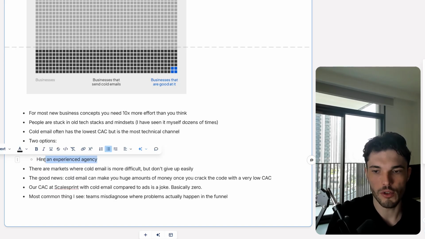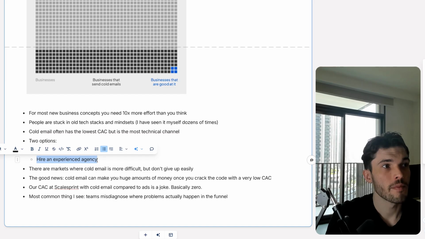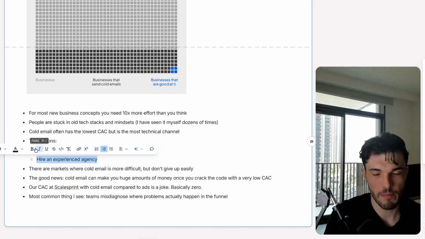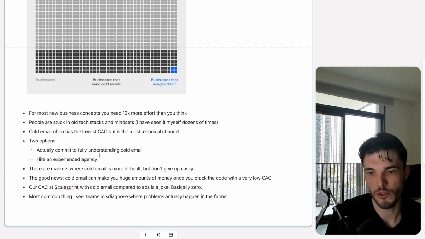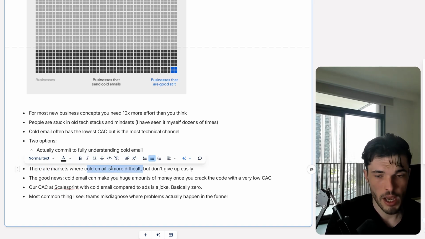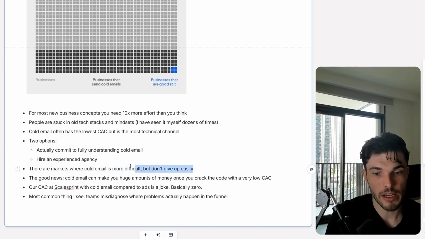And here I would try to avoid finding a freelancer that's going to do it for like $500 per month, because again, I just haven't seen that be successful. So you do need to invest into a good agency. Now, there are markets where cold email is more difficult for sure. But I wouldn't give up easily on cold email, right?